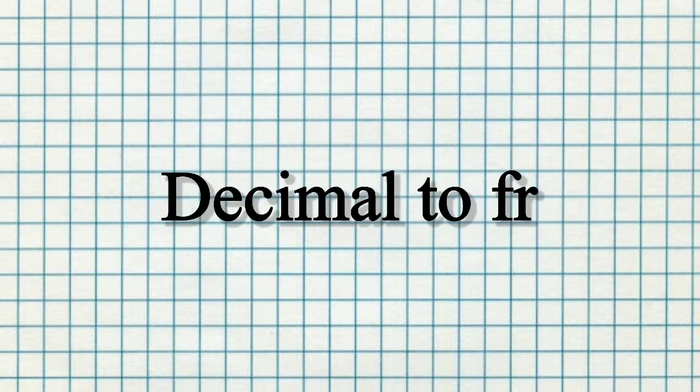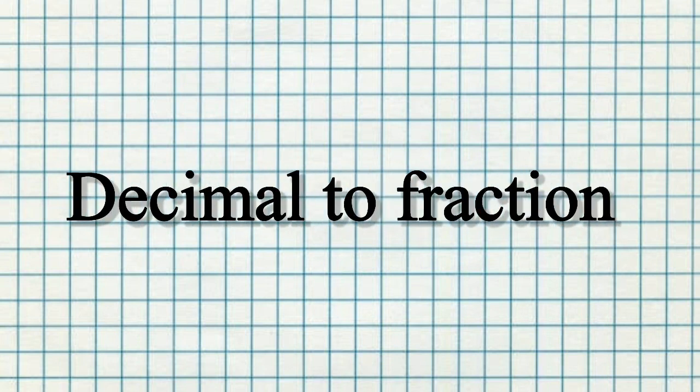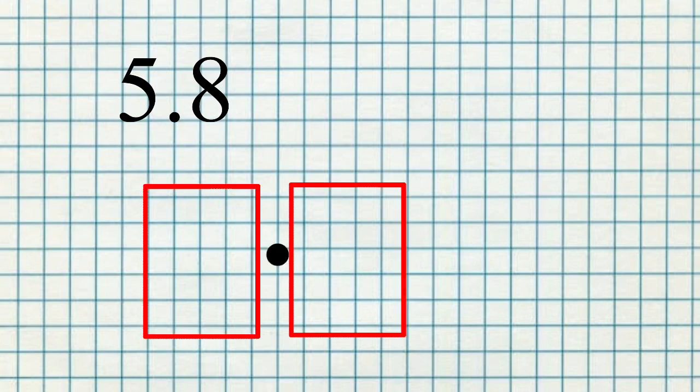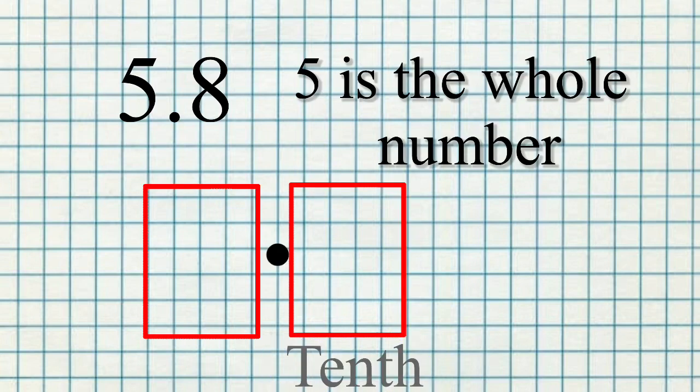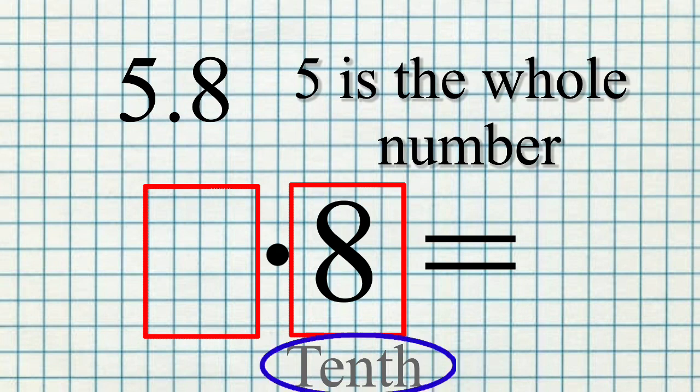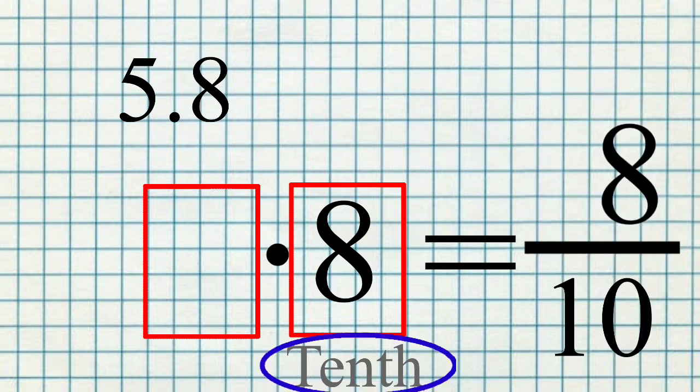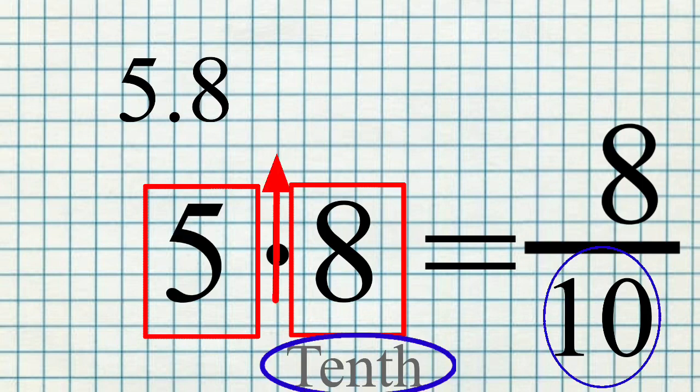Decimal to fraction. 5.8. 5 is the whole number. 0.8 means we know the 10th house is placed after the point. So 8 is kept in the 10th house because after the point only the number 8 is staying. It means 8 divided by 10. Then if we take out the point between 5 and 8, the result will be 58 divided by 10.